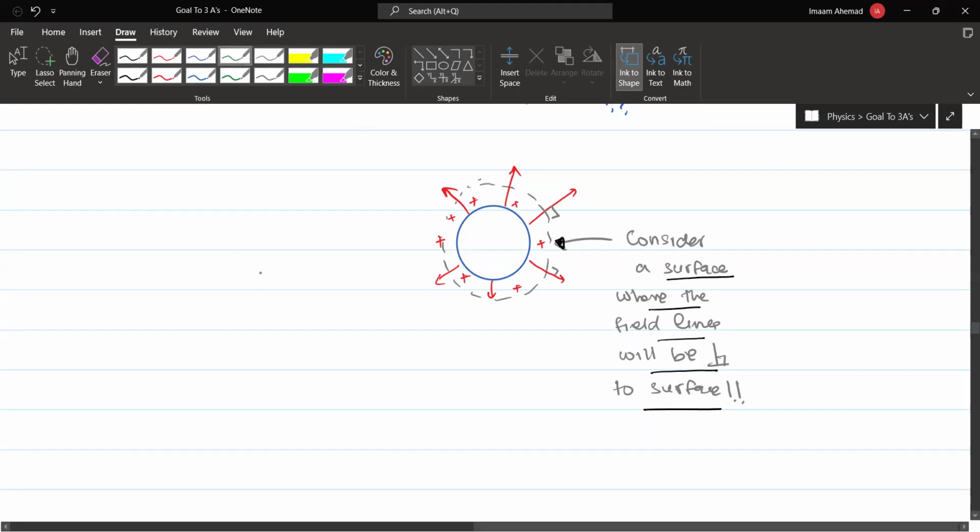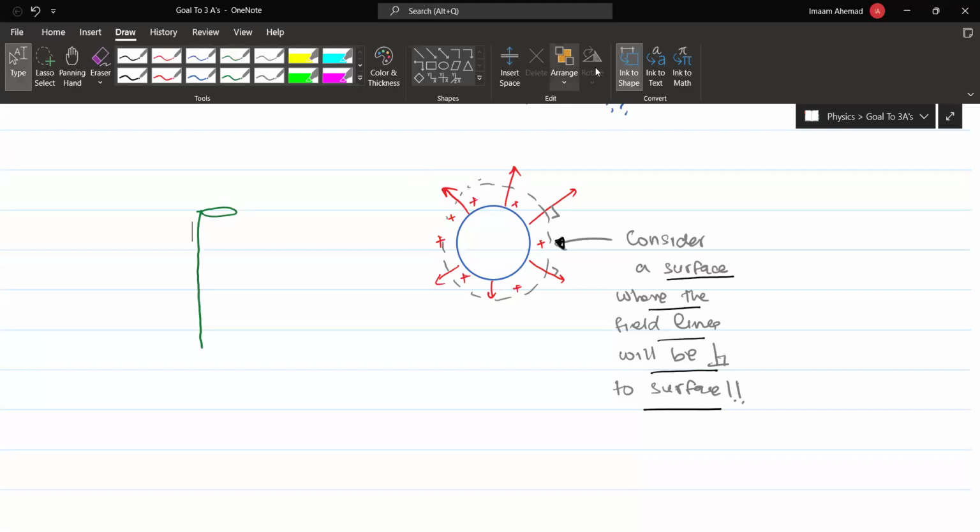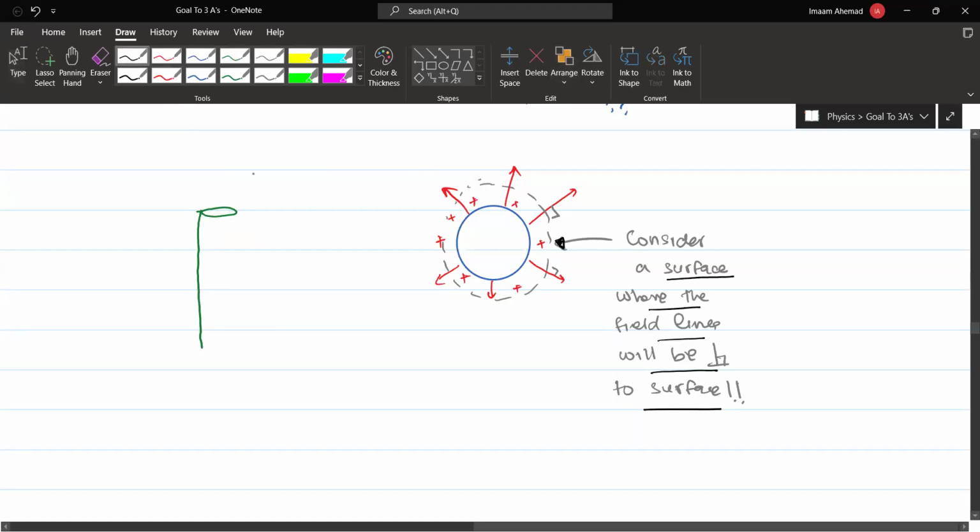Then just tell me, what about a slab? No, let's think about a cylinder. Okay, that's a good question. For a cube, then what type of surface? Okay, let's go for a simple one. Now, just think about a wire, a long wire. We have an infinitely long wire.